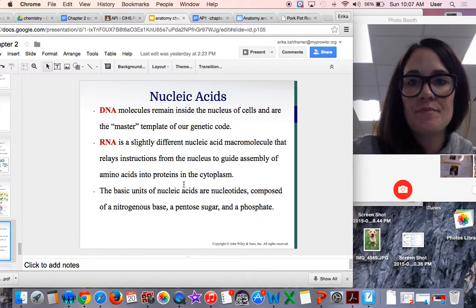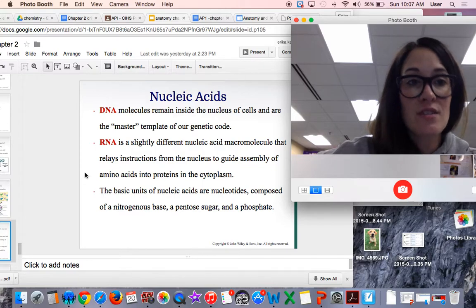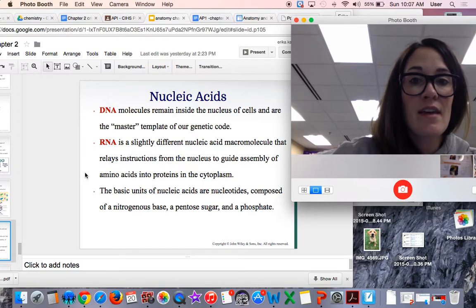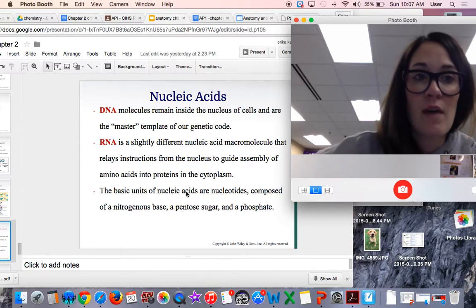DNA contains the master template, which is in your nucleus. RNA relays the instructions, takes a copy of it, and then starts making the proteins specifically that your body wants you to make.